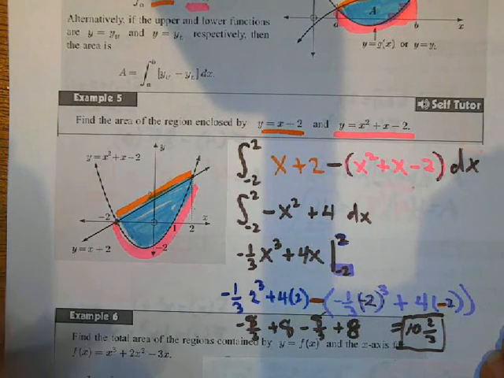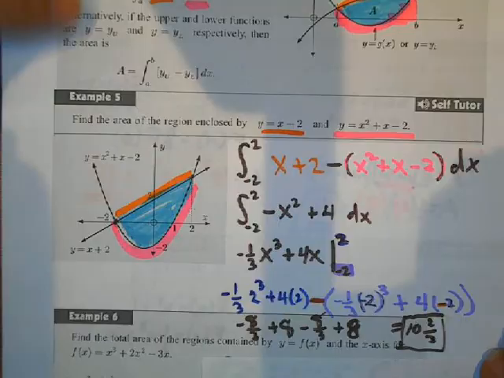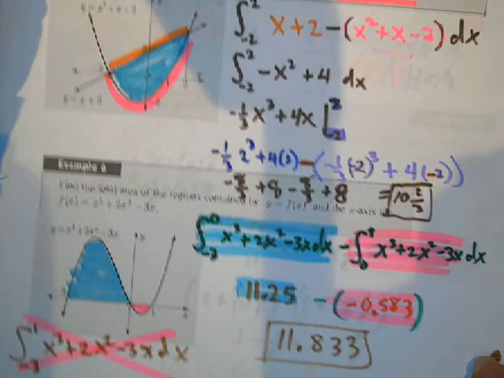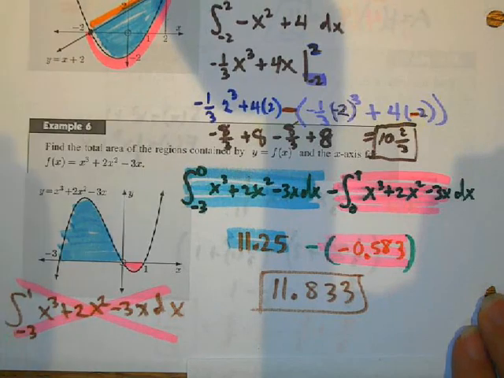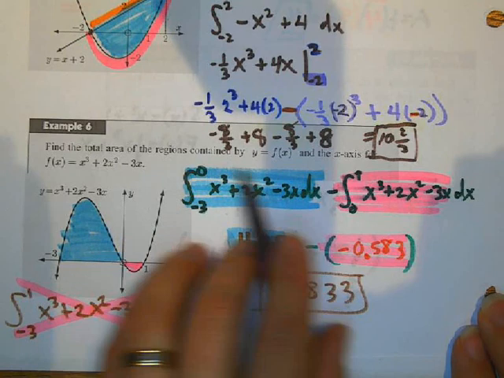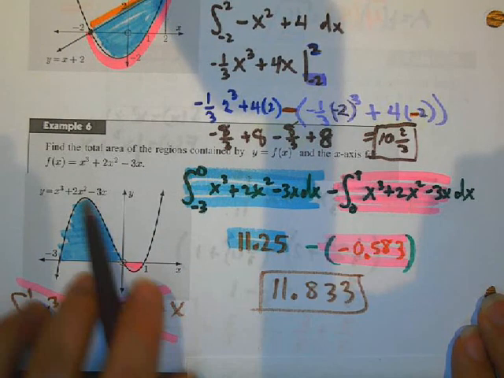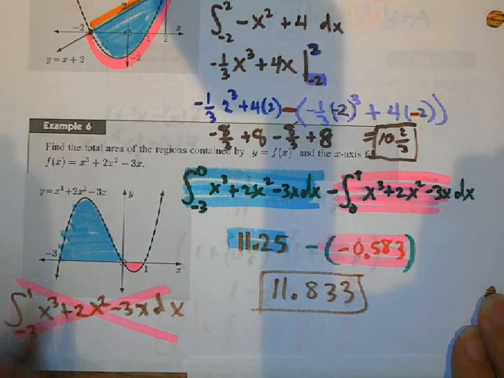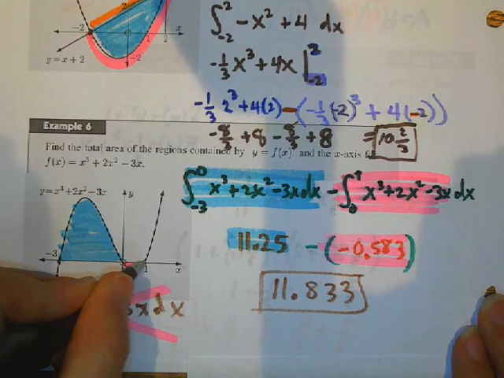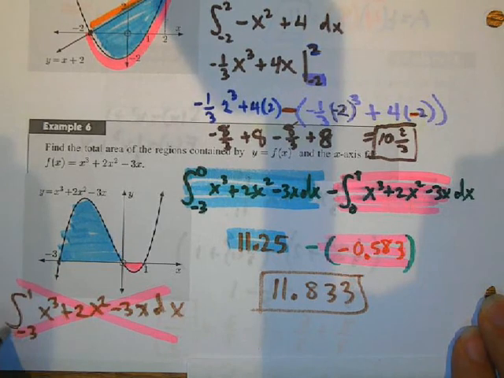Okay, example 6. Find the total area of this region here. Now, you might think, okay, well, this just starts at -3 and ends at 1. Antiderivative from -3 to 1, of the function.